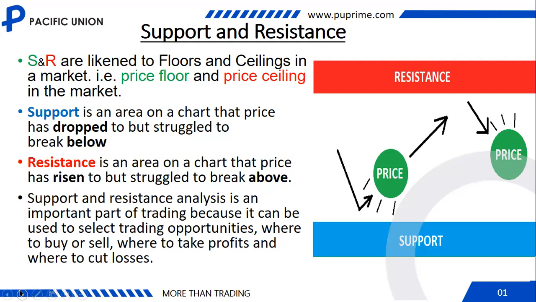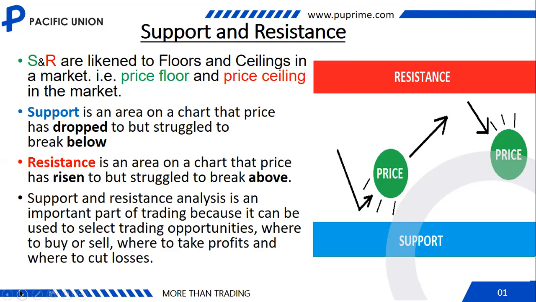So what do I mean by floors and ceilings? Every market needs to have a floor and every market needs to have a ceiling. The floor stands as a support for you, where you will stand and you won't be able to go down below. So support is an area on a chart where price has dropped but struggled to break below. Now resistance is an area on a chart where price has risen but struggled to break above.